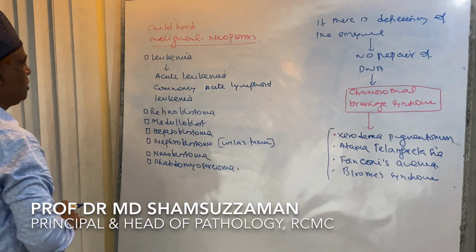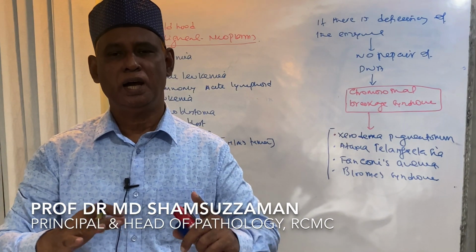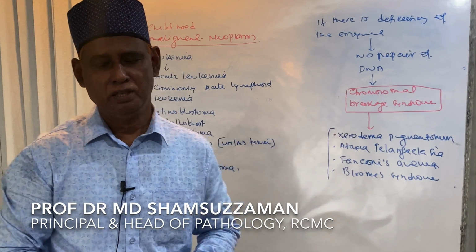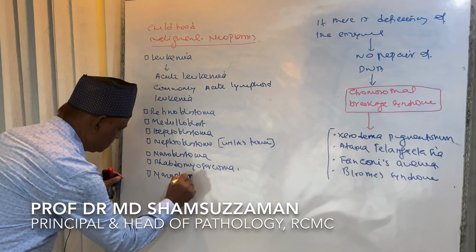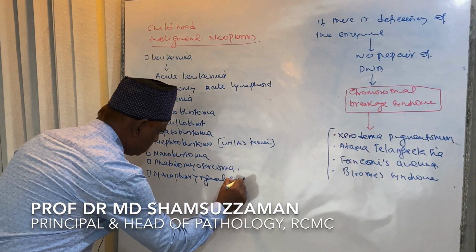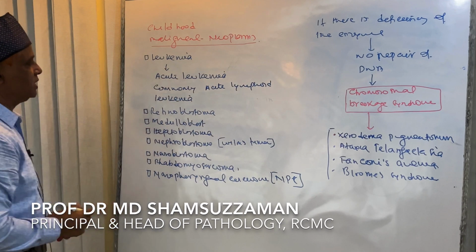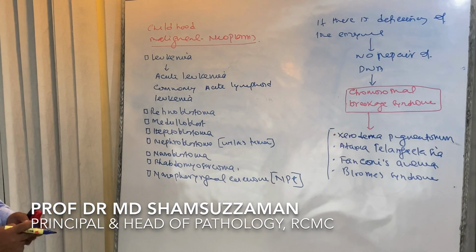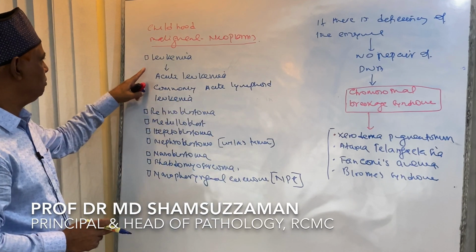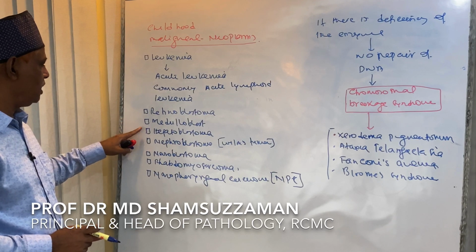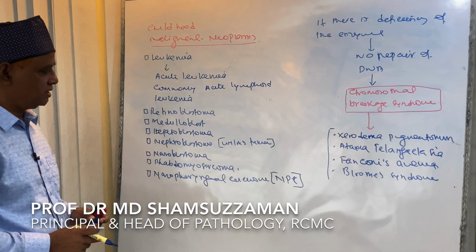Dear audience, rhabdomyosarcoma, you know, is a malignant neoplasm of skeletal muscle. It occurs usually under the age of 18 years, that is, in childhood. Nasopharyngeal carcinoma, NPC, occurs in childhood. So these are the different childhood malignant neoplasms: acute lymphoblastic leukemia commonly among the leukemias, retinoblastoma, medulloblastoma, hepatoblastoma, nephroblastoma, neuroblastoma, rhabdomyosarcoma, nasopharyngeal carcinoma.